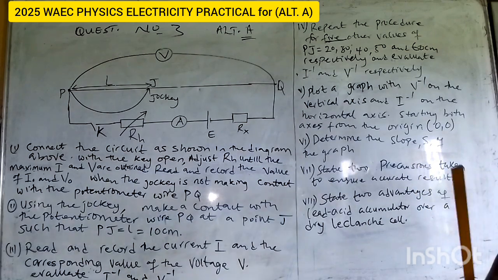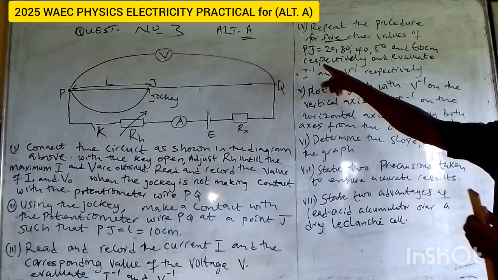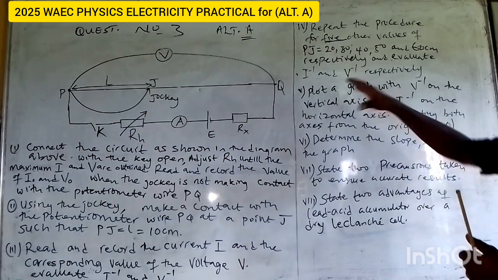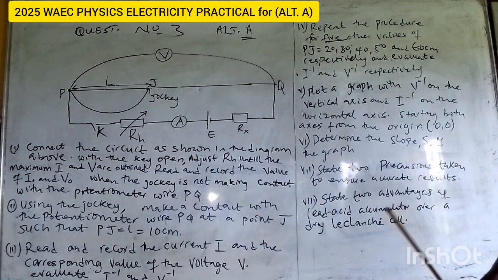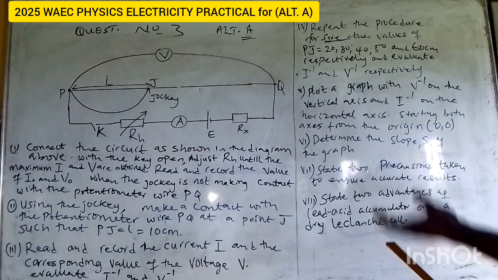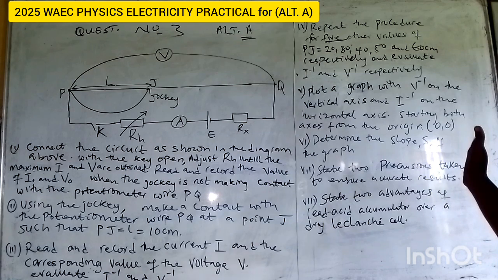In case they didn't start from 10, if they are jumping, maybe let's say they can say 20, 40, 60, 80, 100. You can still obtain that.